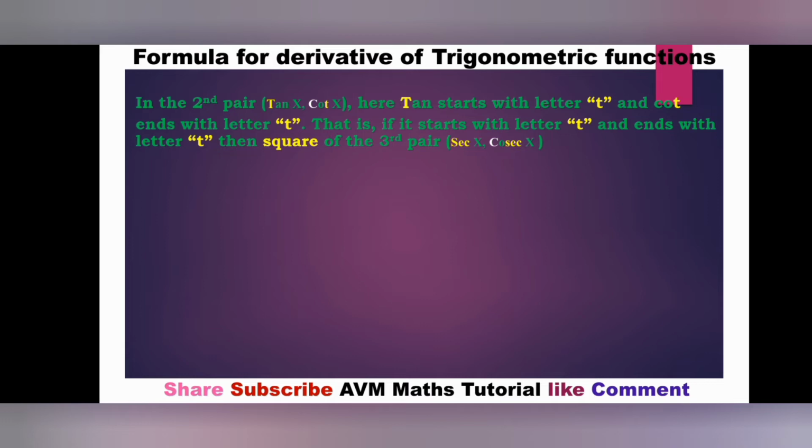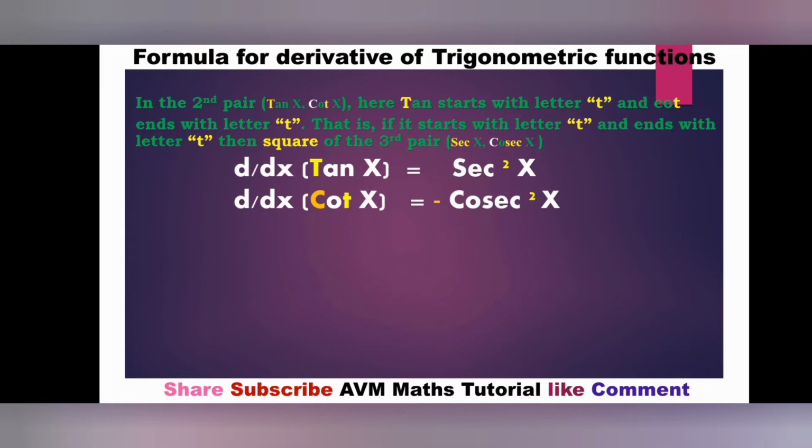That is, d by dx of tan x equals the square of secant x, that is secant squared x. Next, d by dx of cot x equals the square of cosecant x, that is cosecant squared x. Here, cot starts with the letter C. Therefore, d by dx of cot x equals minus of cosecant squared x. This is the third trick.